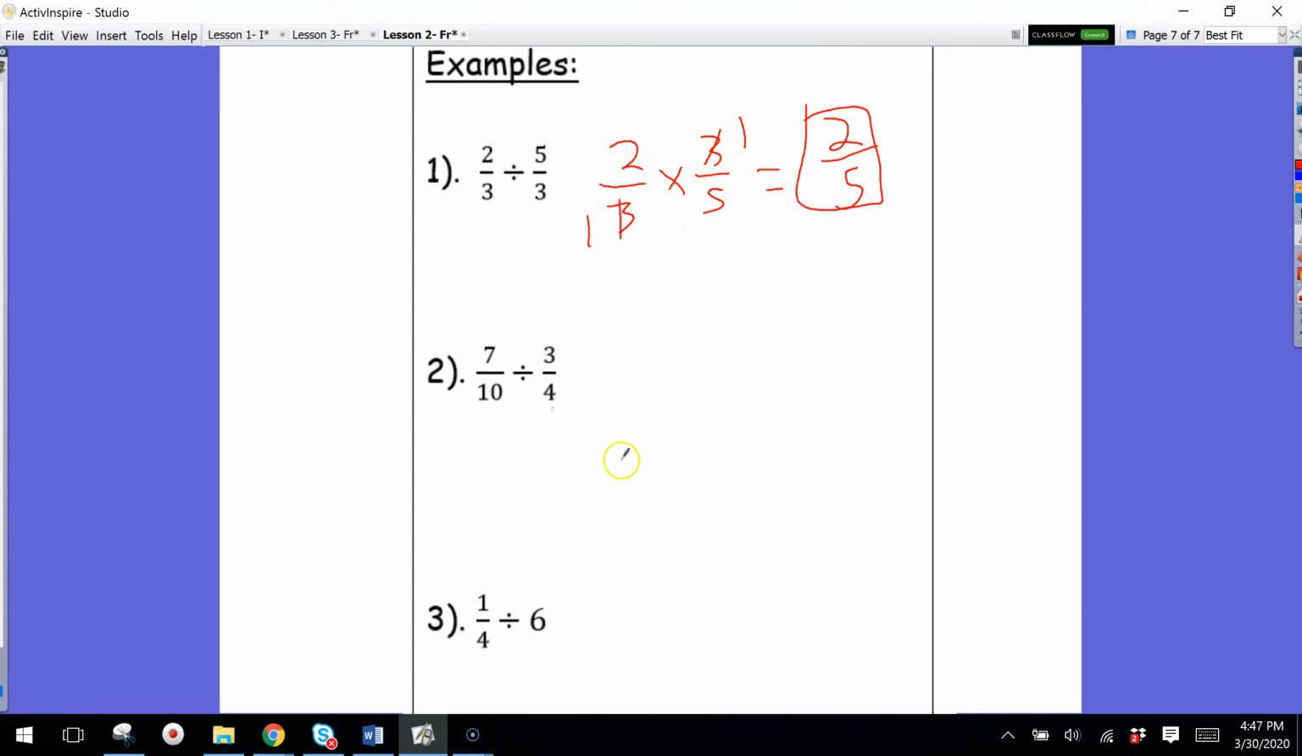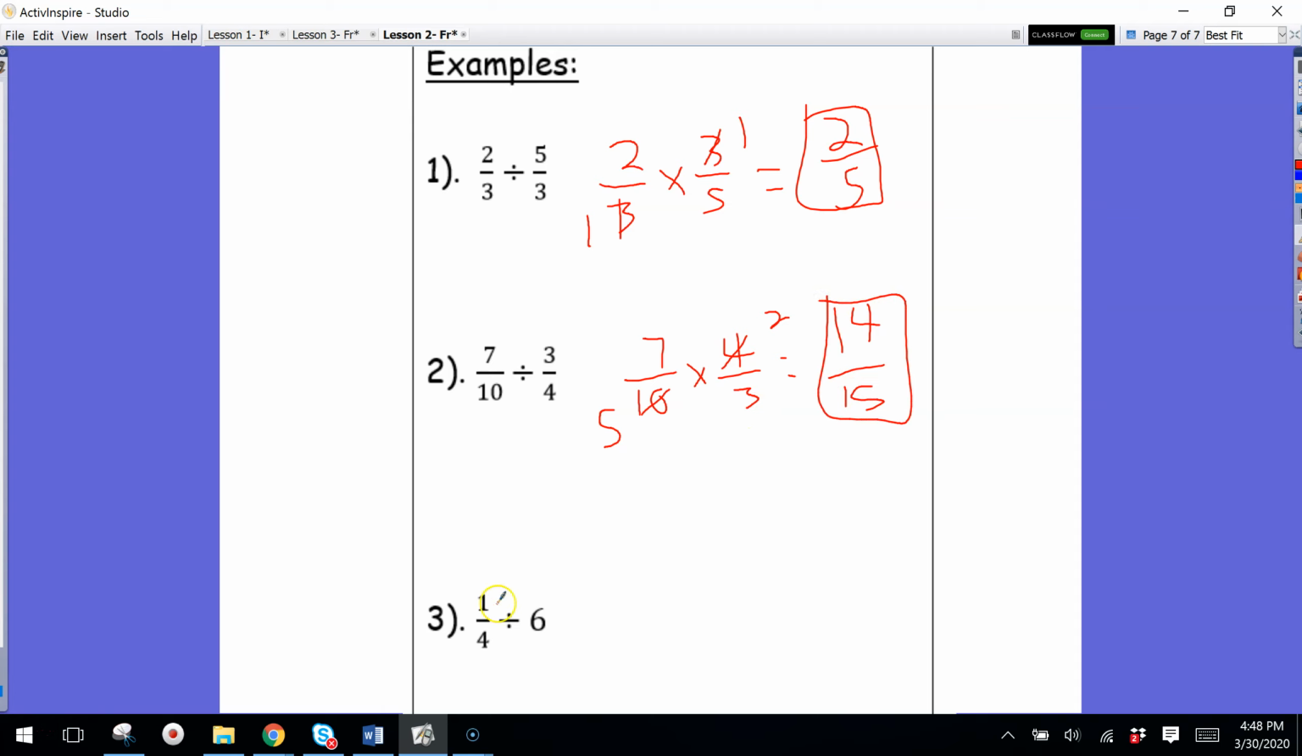Okay, now here I have 7/10. Instead of dividing by 3/4, I'm going to multiply by 4/3. And so this here simplifies to 5 and 2, because 2 goes into both of these numbers, right? It goes into 10 5 times, and it goes into 4 twice. And then now I can multiply this. 7 times 2 is 14, and 5 times 3 is 15. So this is just 14 over 15.